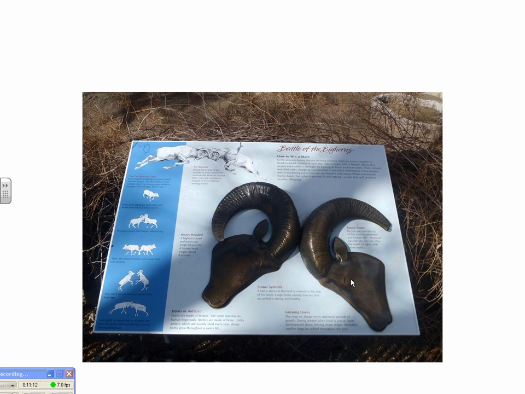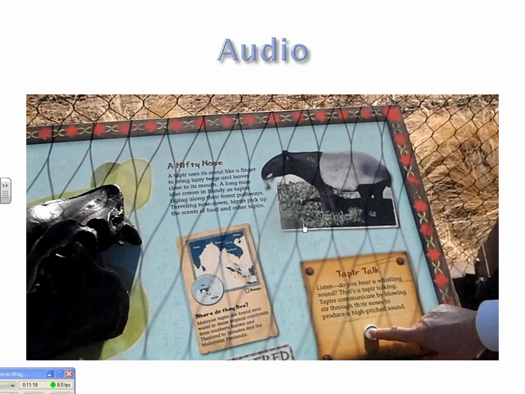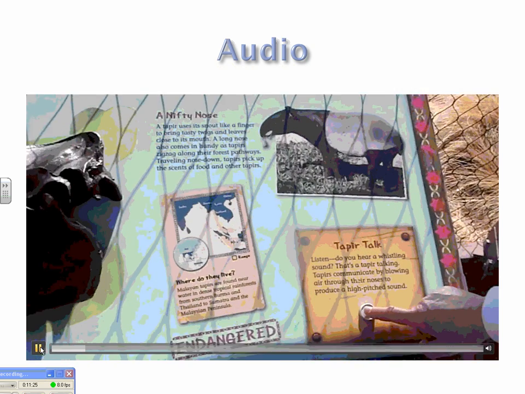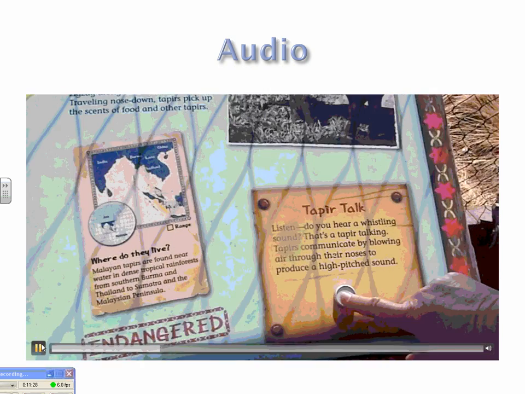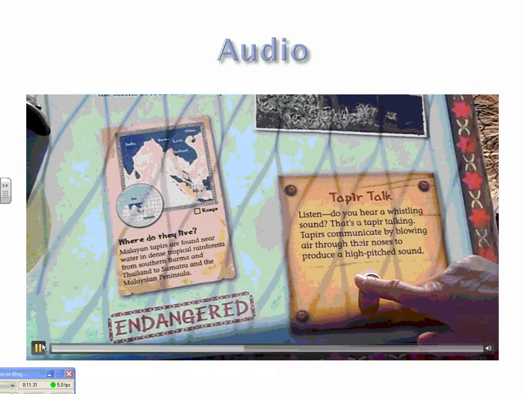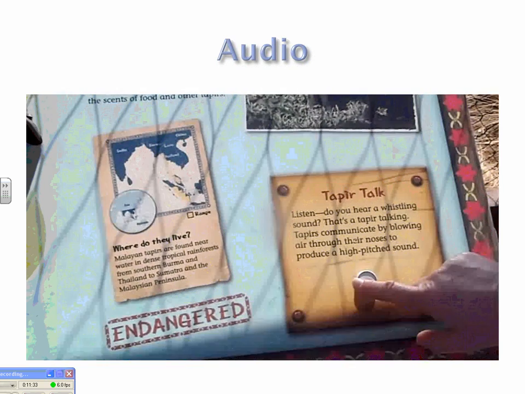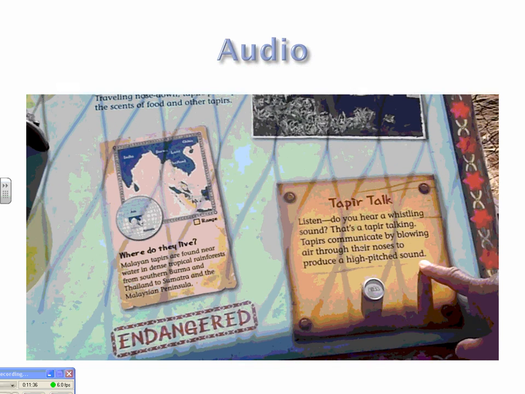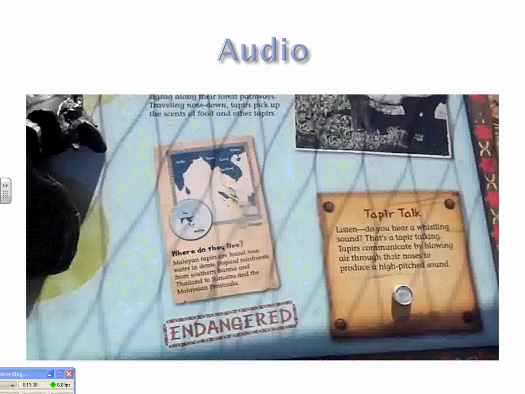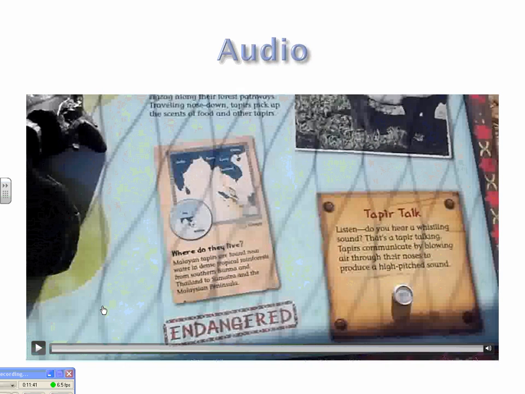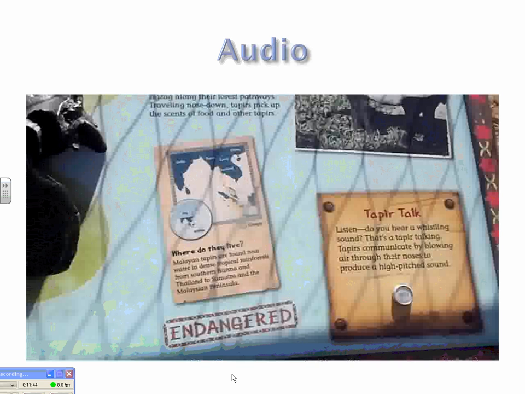The zoo uses these type of things a lot, like bronze bighorn sheep ram skulls and heads. This one has some audio to it. How does a tapir talk? I have no idea. So something like that, if there's something unique about your animal, you may want to consider some type of an audio. Okay, let's stop there.